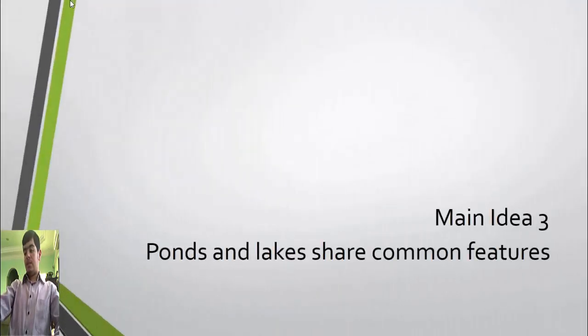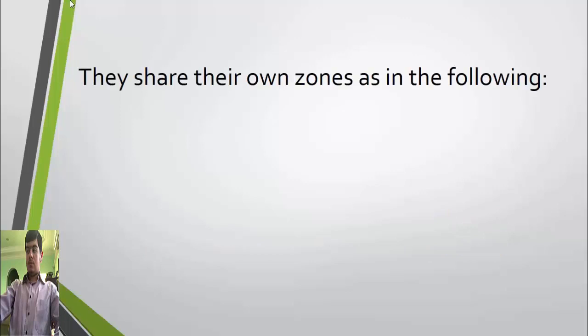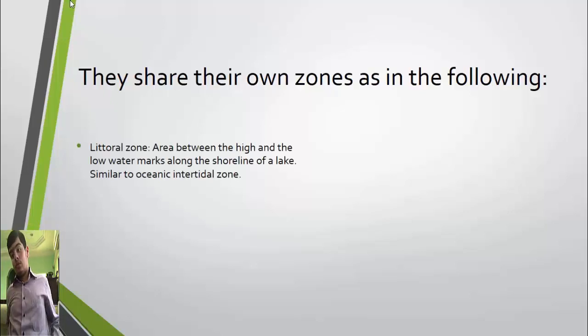Now let's see the characteristics of ponds and lakes. Their characteristics are actually their zones. Characteristics is equal to zones. So that's why they say characteristics, because it's their zones. Let's see what the zones are. You have littoral zones, the area between the high and the low water marks along the shoreline of a lake, similar to intertidal. So I guess here the characteristic means the zones of lakes and ponds are like the ocean zones.